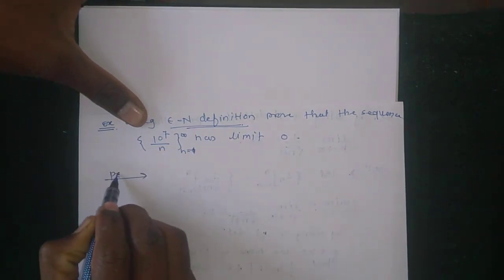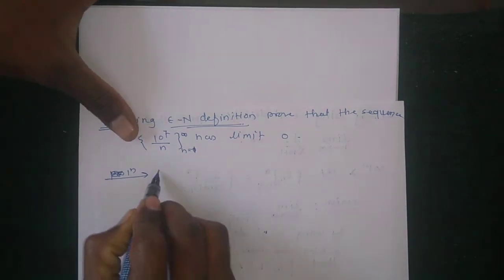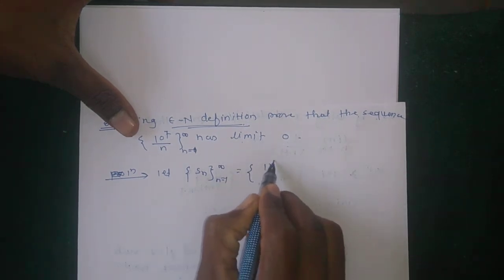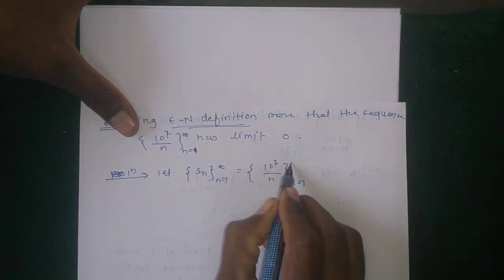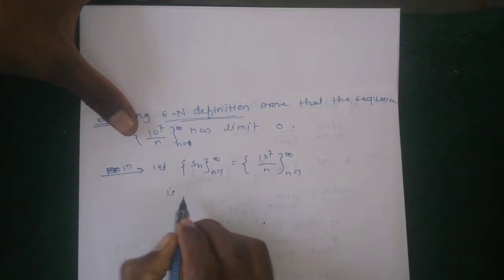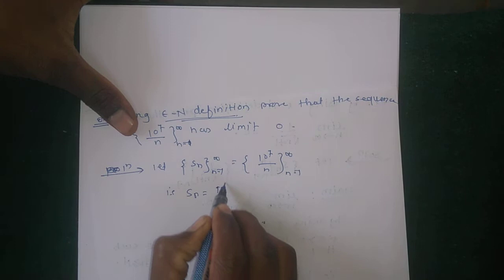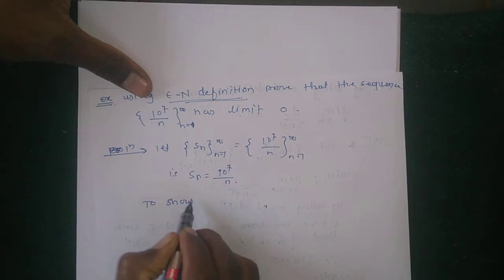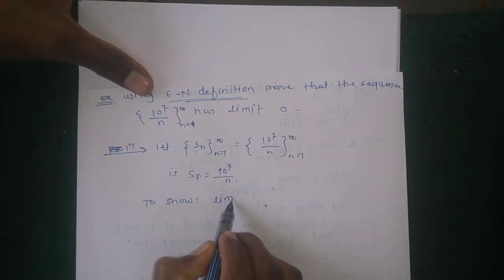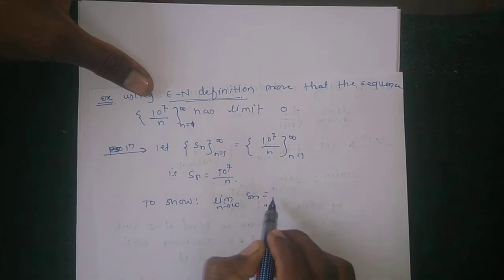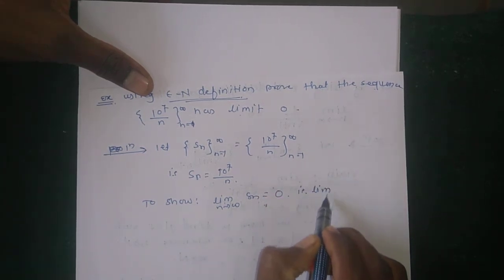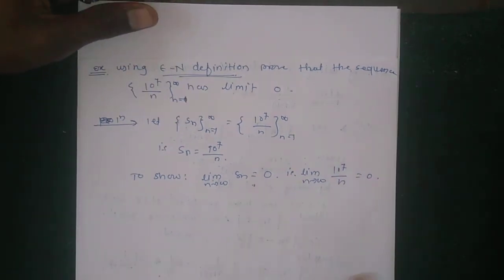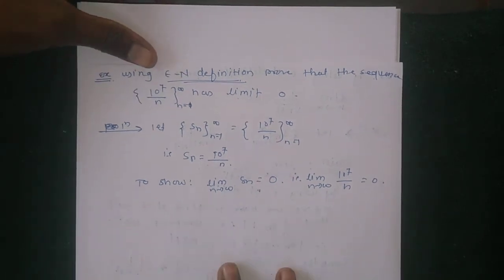Solution: let the sequence S_n, with n running from 1 to infinity, be given by S_n = 10^7/n. Our claim is that the limit as n tends to infinity of S_n is equal to 0, that is, the limit of 10^7/n is 0. Here we have to show this using the epsilon-N definition.